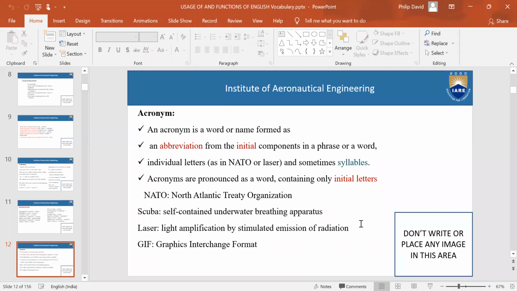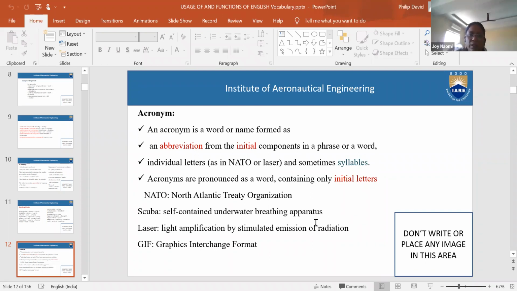Acronym. An acronym is a word or name formed as an abbreviation from the initial components in a phrase or a word. Individual letters, as in NATO or laser, and sometimes syllables. Acronyms are pronounced as a word containing only initial letters. NATO, North Atlantic Treaty Organization; SCUBA, self-contained underwater breathing apparatus; laser, light amplification by stimulated emission of radiation; GIF, graphics interchange format. So acronyms and abbreviations.